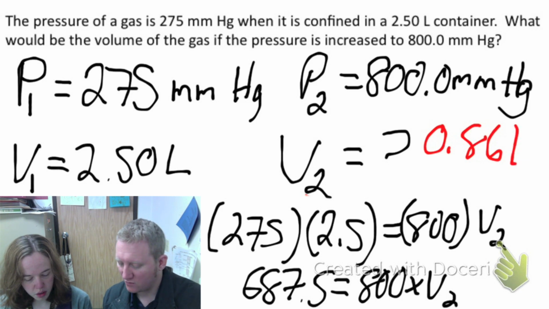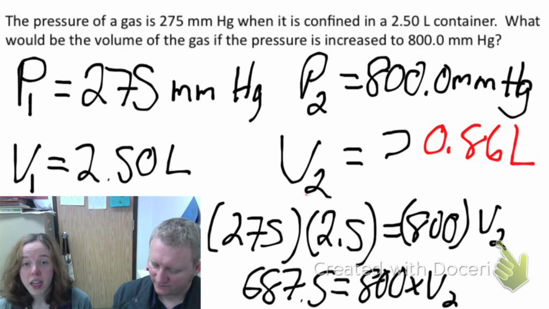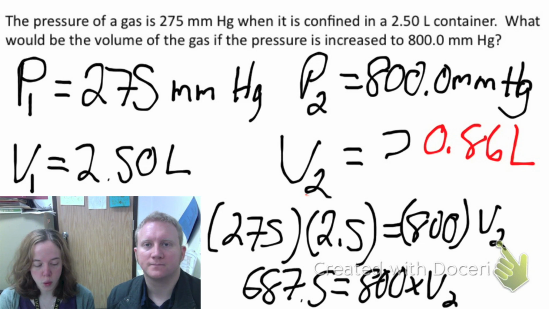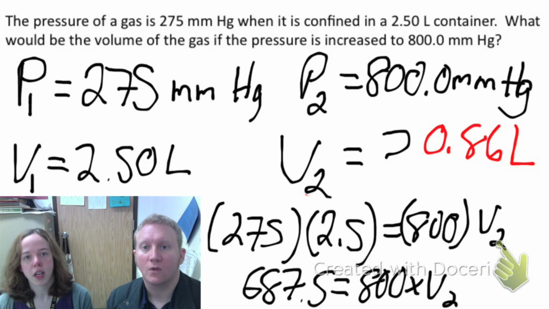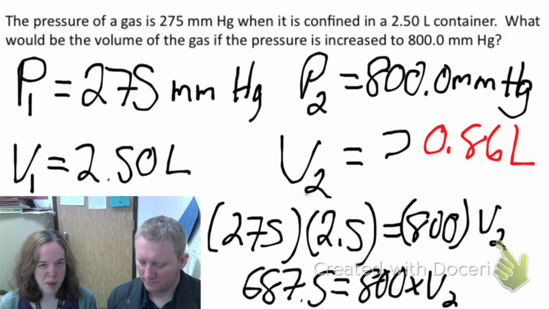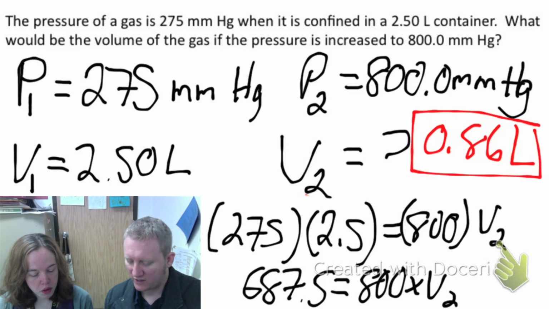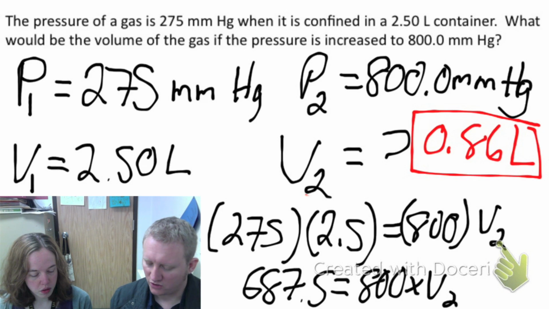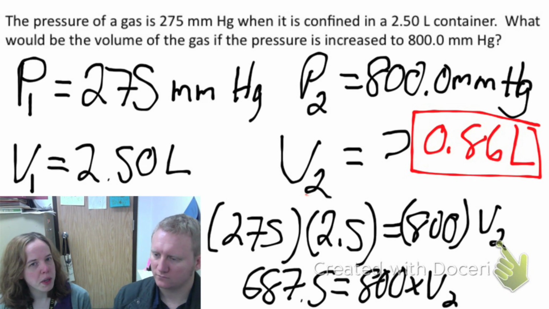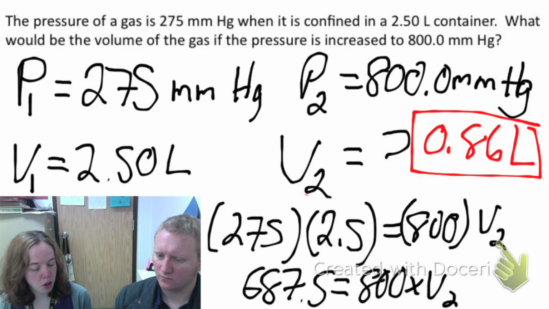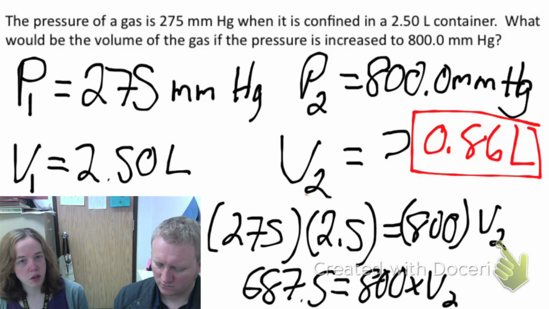We wanted volume, so it's in liters. Right. So your volume 1 units should match your volume 2 units if that's what you're looking for. Okay. Because your mmHg is going to cancel out. All right. So when we increase the pressure, the new volume is 0.86 liters. So does that make sense with what we've talked about already with gases? So our pressure was 275, it's now 800, so did it go up or down?